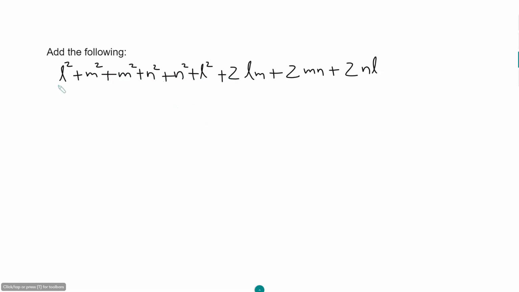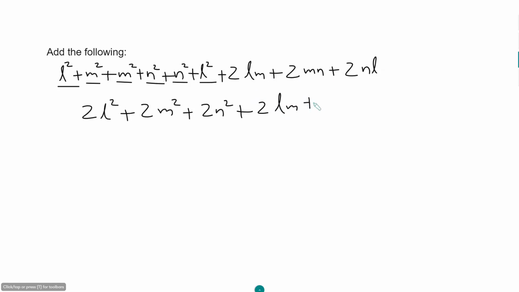Now look for like terms. There's an L square and an L square, so that's 2L square. There's an M square and an M square, so that's 2M square. And you have N square and N square, which is 2N square. And then you have these three terms which are unlike terms, so there's nothing you can do with them. You just write them as such: 2LM plus 2MN plus 2NL.